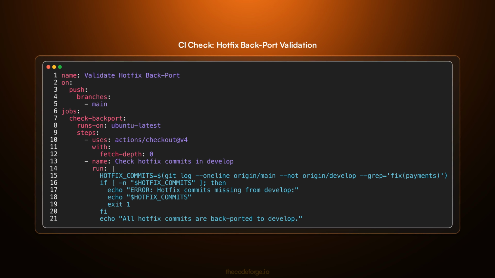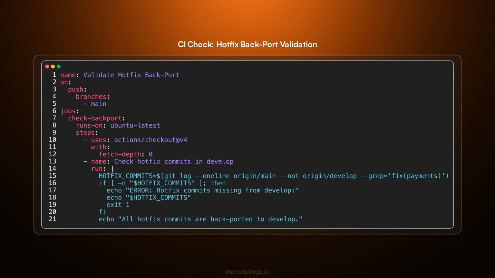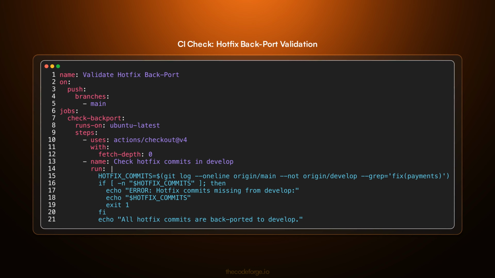The article mentions adding a CI check to verify hotfix commits appear in both main and develop. Here's a concrete GitHub Actions workflow that runs after a hotfix branch is merged to main and checks that the same commits are present in develop.